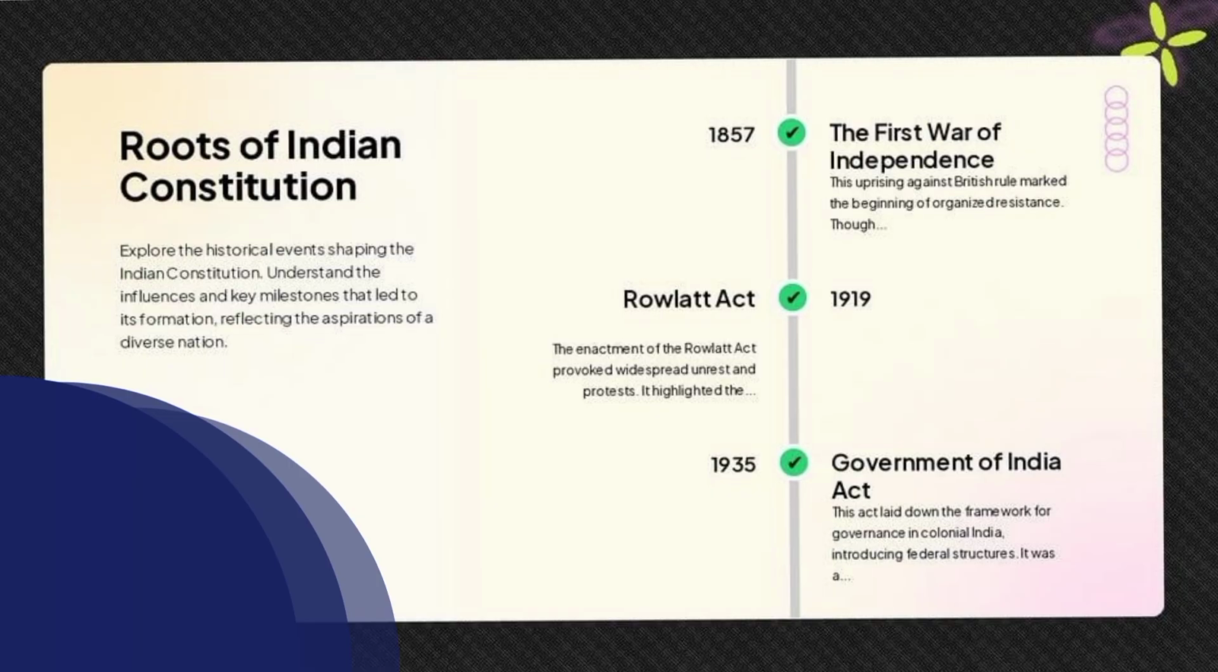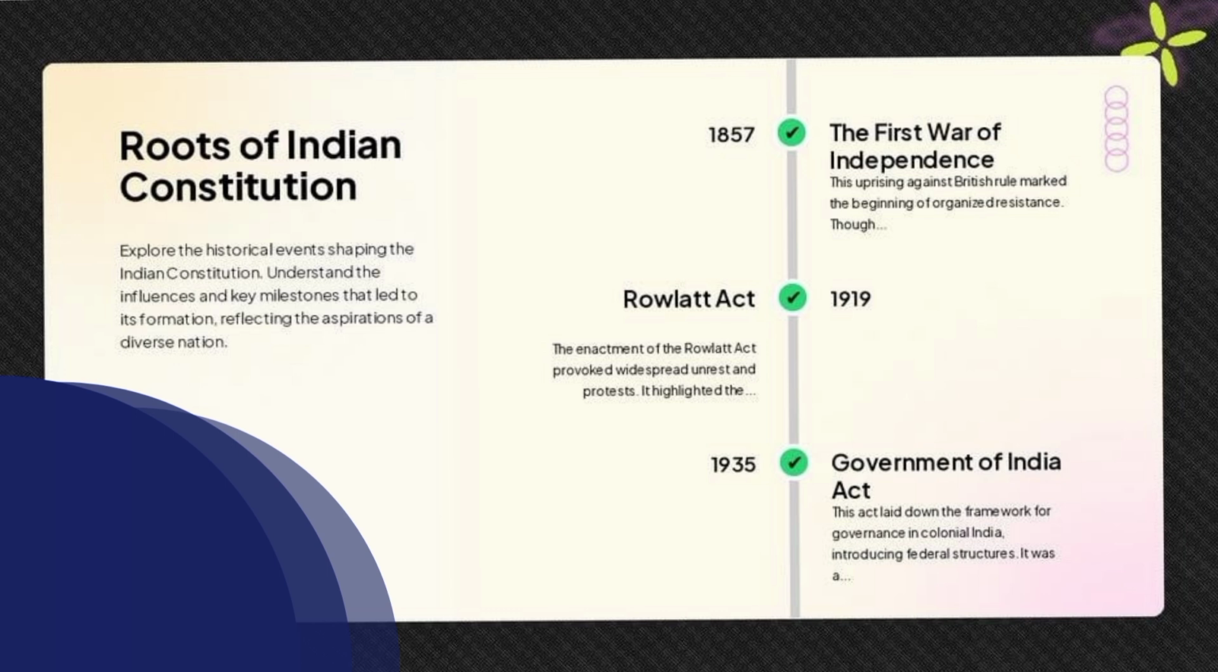Here we explore the historical events shaping the Indian Constitution, understand the influences and key milestones that led to its formation, reflecting the aspiration of a diverse nation. British rule. In 1857, the first War of Independence, the uprising against British rule, marked the beginning of organized resistance, though it failed. Then in 1919, the Rowlatt Act came. The enactment of the Rowlatt Act provoked unrest and protest, as it gave the police the power to arrest any person without any reason.